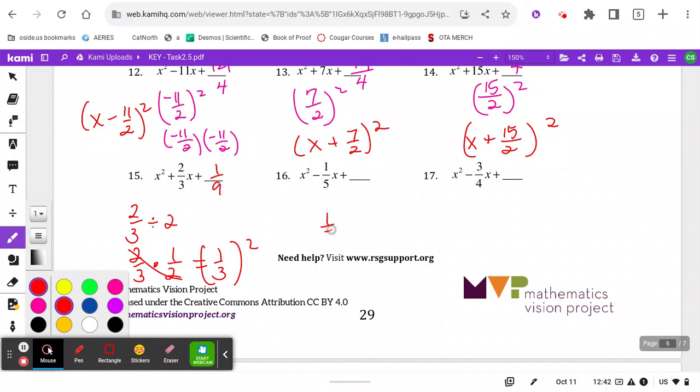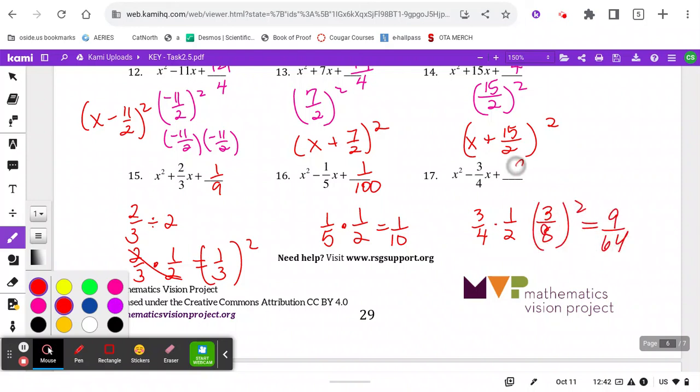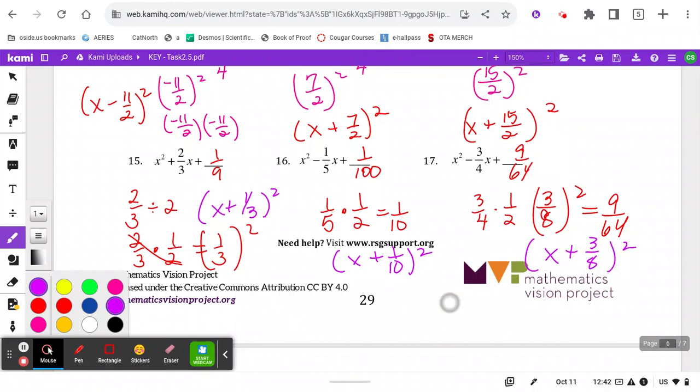Over here, same thing, where we're going to multiply it by half. So that's going to give us 1/10. Square it. And then finally, 3/4. We want half, so that's 3/8. And then we're going to square it, and that gives us 9/64. Here comes the factored form of this. It's the (x plus 1/3) squared factors. It's the (x plus 1/10) squared factors, and the (x plus 3/8) squared factors.